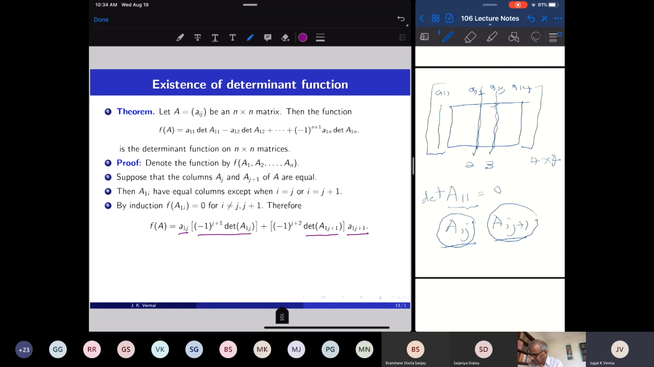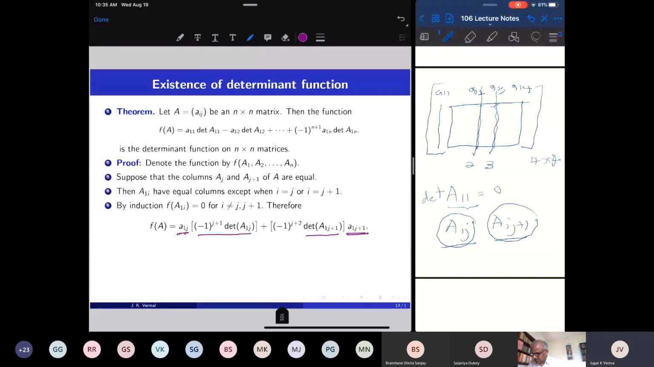So f of A will have only two terms left: a1j times the determinant of A1j, with sign minus 1 to the power j plus 1, and a1,j plus 1 times the determinant of A1,j plus 1, with sign minus 1 to the power j plus 2. The other determinants are all 0, so I have these two terms left over. But a1j is the entry in the first row of the jth column, and a1,j plus 1 is the entry in the first row of the j plus first column. But the jth column and j plus first column are identical.